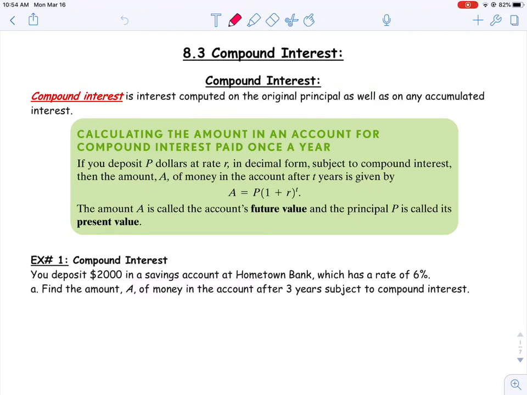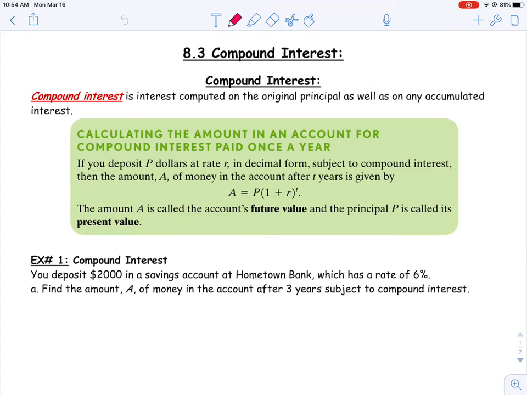Okay, so we are at the back side of that formula sheet now. We're in section 8.3 and we're going to talk about compound interest. We talked about simple interest in the last section, where that was interest calculated on just the principal amount. But compound interest is a little bit different. Compound interest is interest that's computed on the original amount as well as any accumulated interest.